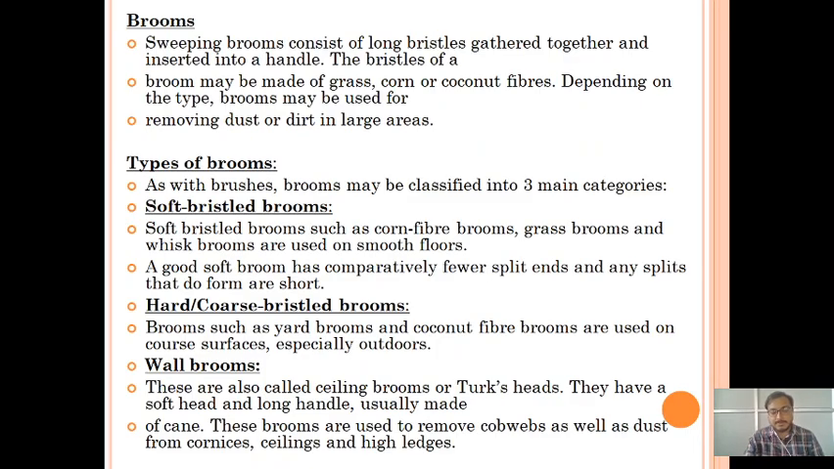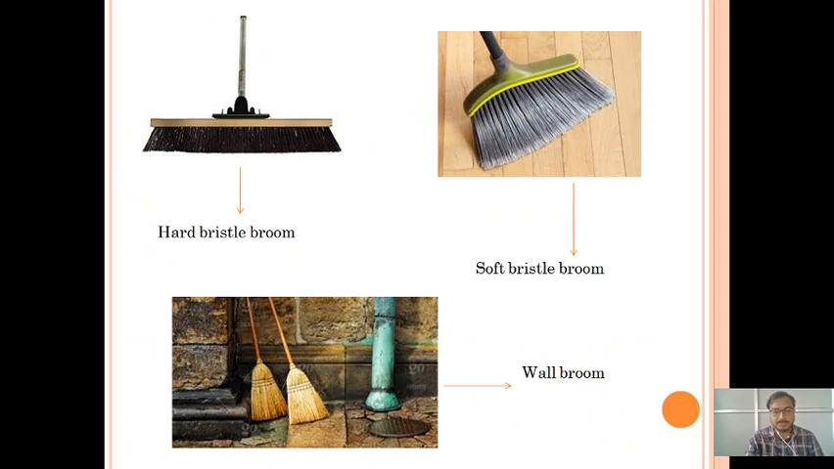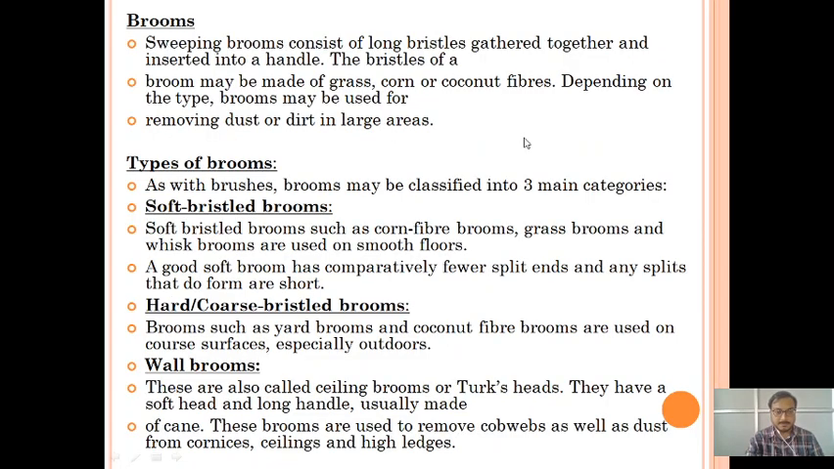Types. Soft bristle brooms, such as corn fiber brooms, grass brooms and whisk brooms, are used on smooth floors. Good soft brooms have comparatively fewer split ends, and any splits that do form are short. So this is the soft bristle broom. By the bristle only you can find out what kind of broom this is.